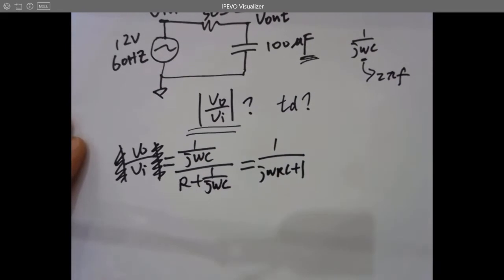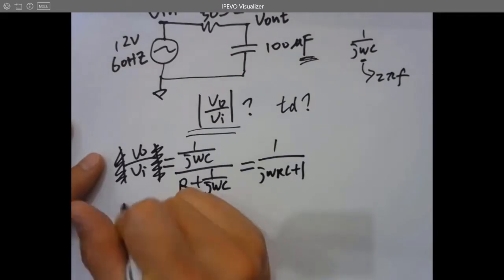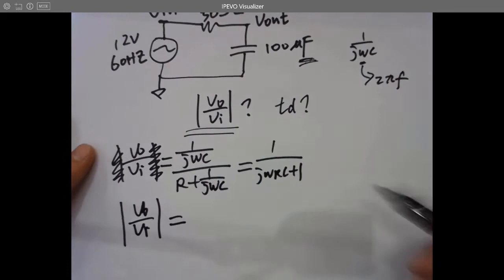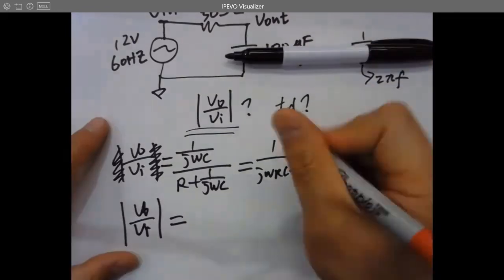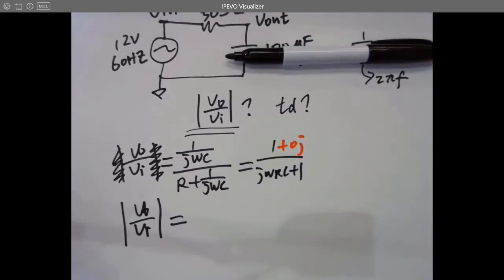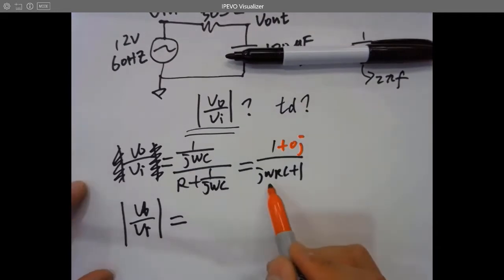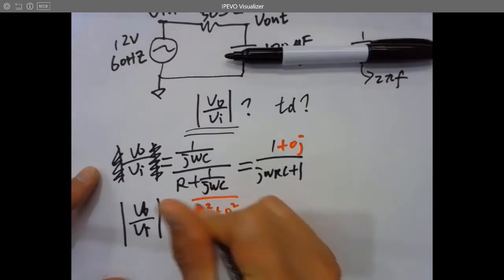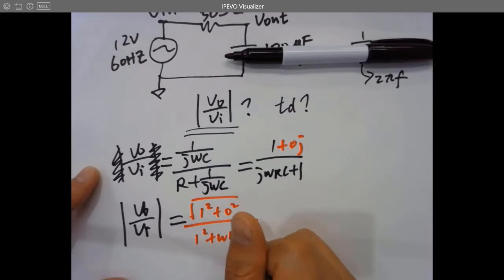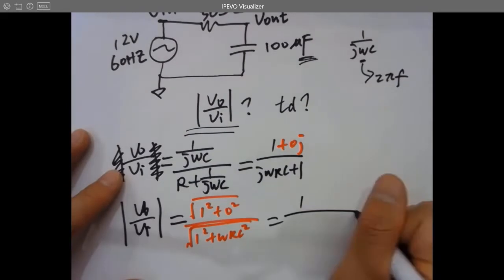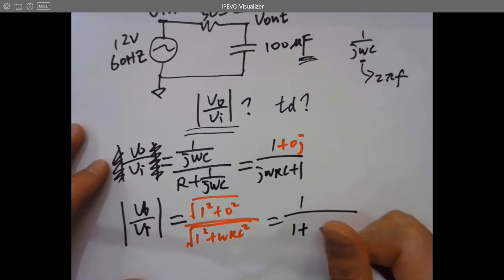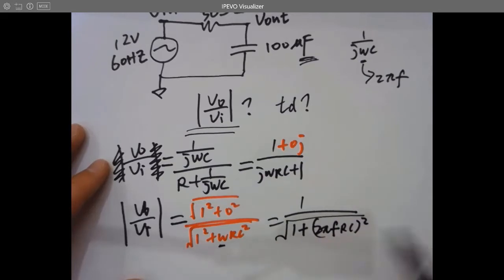Okay? And now let's find out the amplitude. Both of these two terms at the bottom and the top are phasors. On top is 1 plus 0j. At the bottom is 1 plus omega RC j. So what are the amplitudes? 1 squared plus 0 squared, square root, over 1 squared plus omega RC squared, square root. Okay? Next, 1 on the top and 1 plus 2 pi f, which is omega, RC squared, square root.